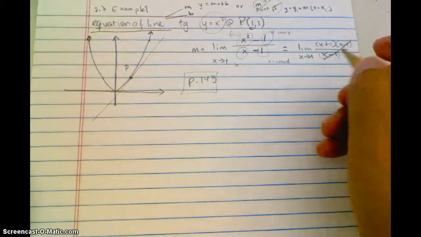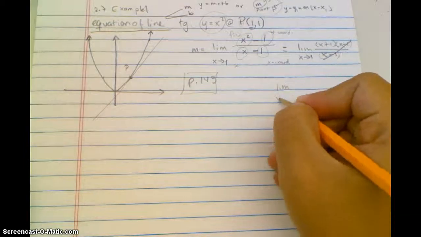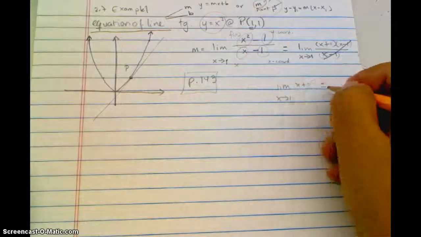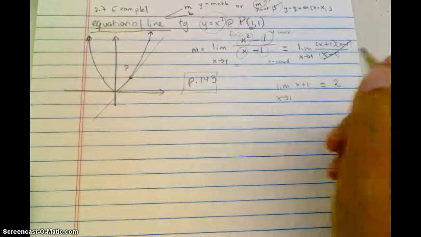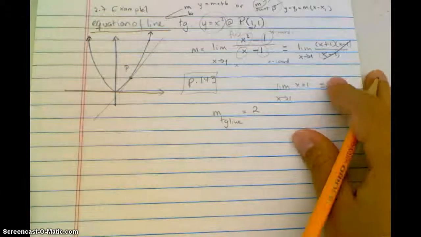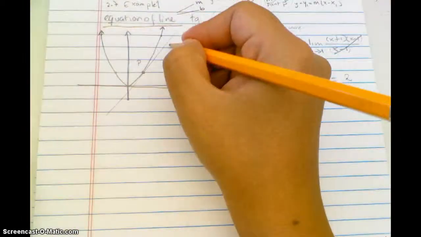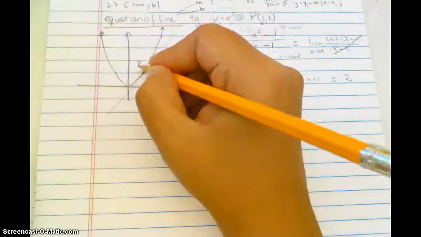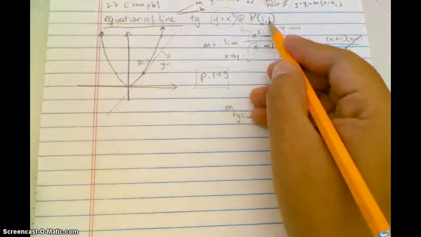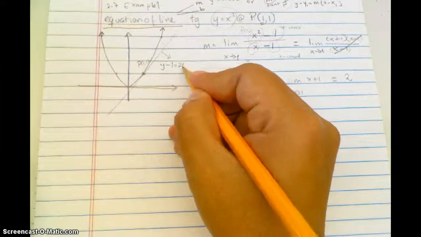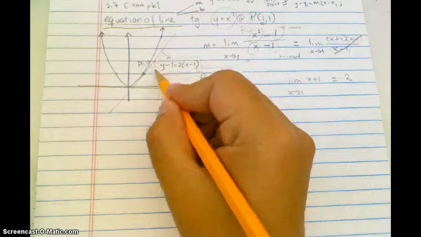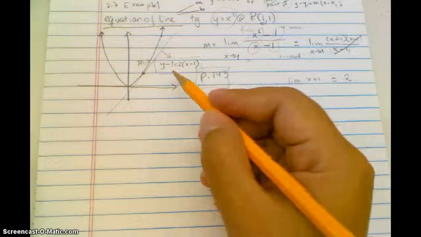Okay, so these cancel out, and that's the same as the limit as x approaches 1 of x plus 1, and by evaluating, that is 2. So the slope of that tangent line is 2. So that's it. This line that is tangent to the parabola at the point 1, 1 has equation y minus 1 equals 2 times x minus 1. If you were asked on the test to find the equation of the line, this is an equation of the line, and that's all you need to show.